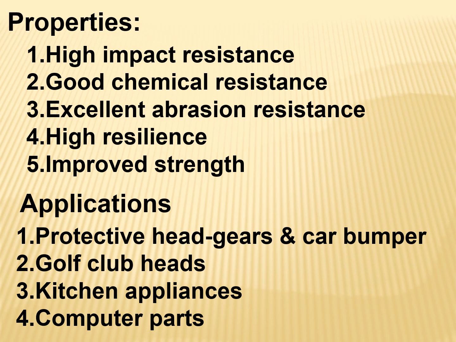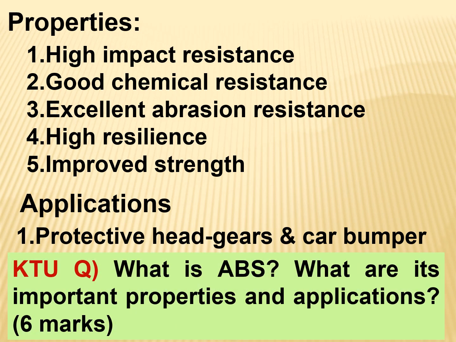So these are some of the applications and some of the important properties of ABS. From the examination viewpoint, what is ABS? What are its important properties and applications? This is a frequently asked question. What is ABS? ABS is a copolymer of acrylonitrile, butadiene and styrene. Then important properties and important applications.